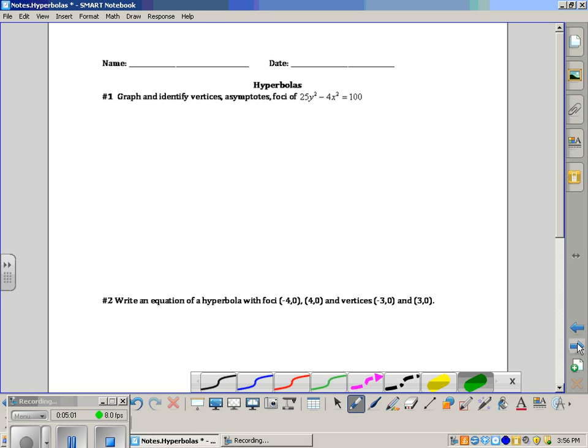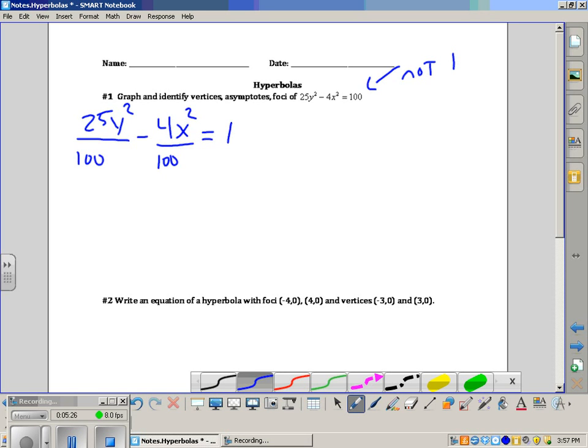It says graph and identify vertices, asymptotes, and foci of 25 y squared minus 4x squared equals 100. The first thing I'm going to notice is this is not 1. So I'm going to make it into a 1. Really working on my penmanship this year. It's been a big goal of mine. Okay, there's the standard form equation of this hyperbola.